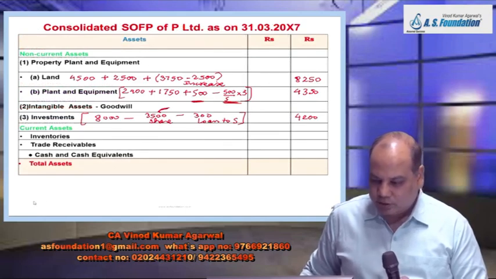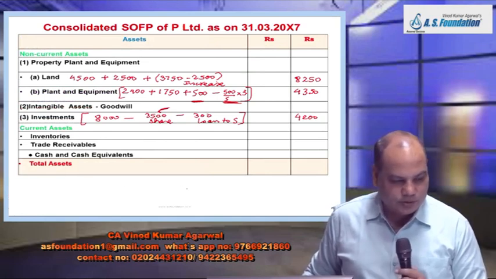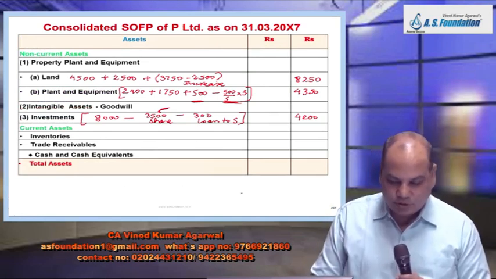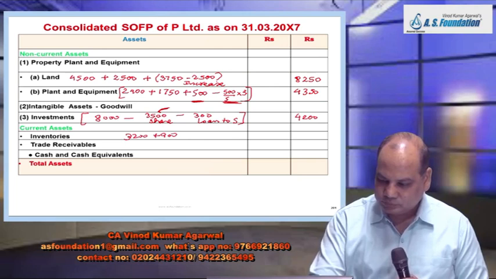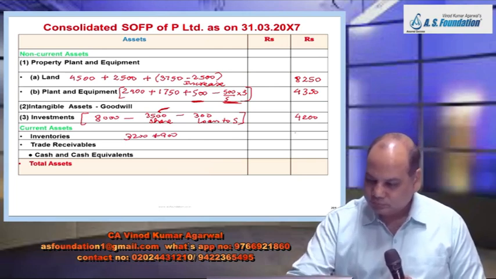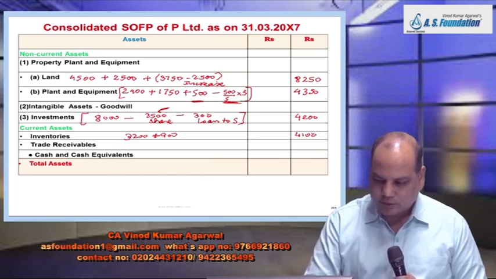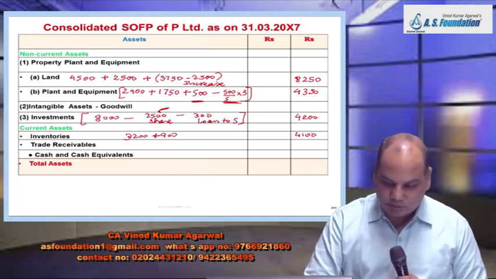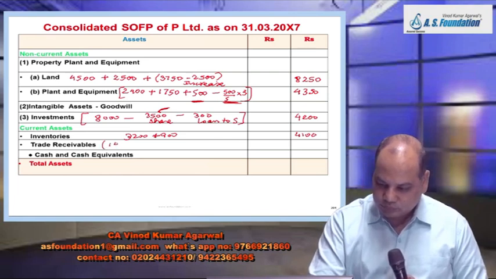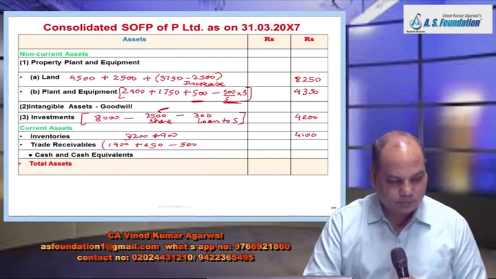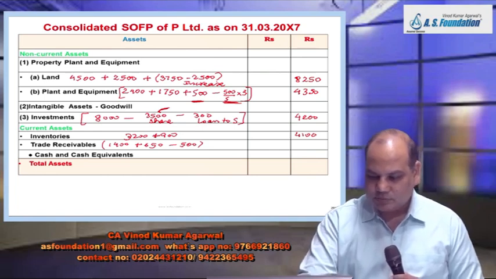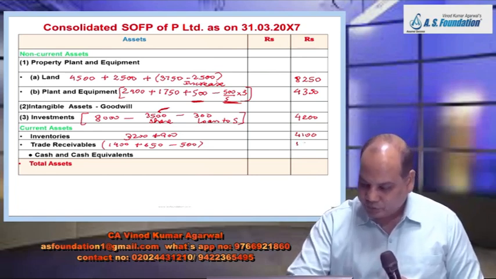Current asset now. In current asset we have inventory, no adjustment, total only 3,200 plus 900, 4,100. Trade receivable has an adjustment, 1,400 plus 650 minus intercompany receivable 500. Intercompany receivable is 500. So the answer is 1,550.